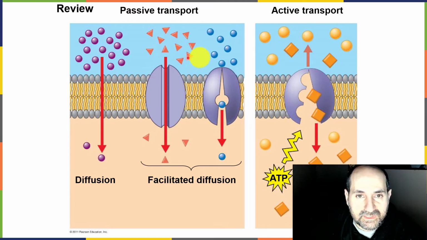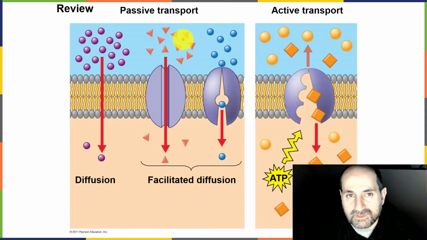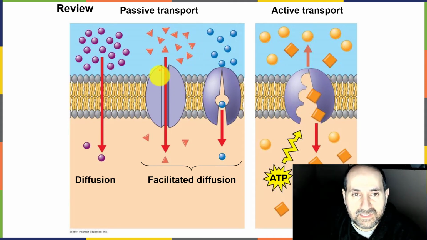However, these triangles and these blue dots need to be helped across the membrane, and the reason for that, remember, is because they are either polar molecules like water, or they are ions like K plus or Cl minus, right? So they are ions. They will need the help of transporters, protein transporters, or protein carriers. This is called facilitated diffusion because without this facilitator, this transmembrane protein, the diffusion would not have happened.